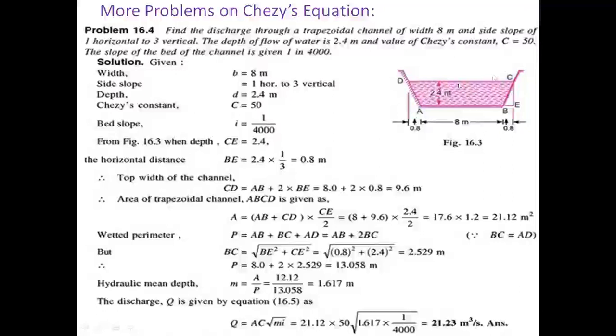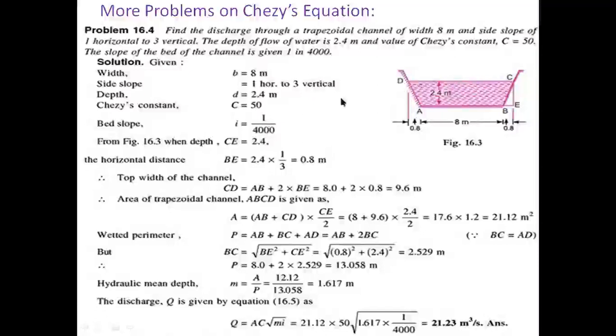Now we find out the top width of the channel. How much is the top width of the channel? Top width CD equals AB plus 2 into BE, since BE is the same on both sides. We already found the BE value as 0.8. Substituting the values: AB value 8 plus 2 into 0.8, finally getting 9.6 meters. The top width of the channel CD is 9.6 meters.